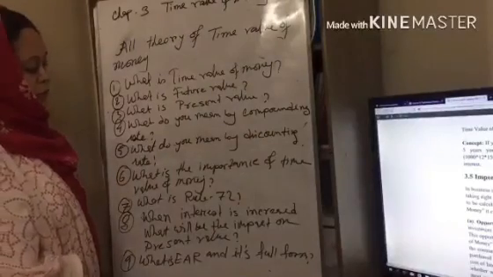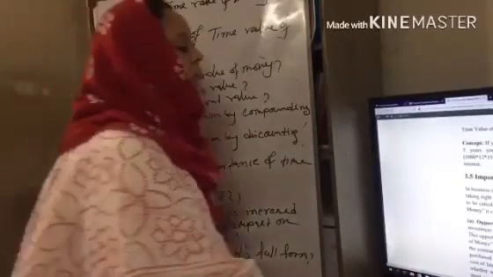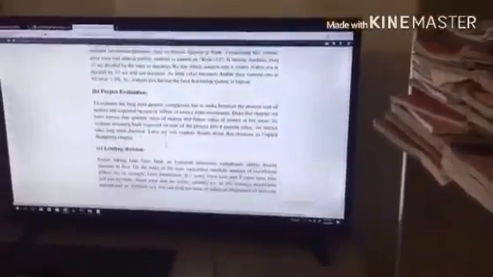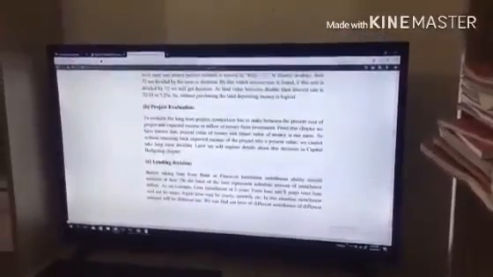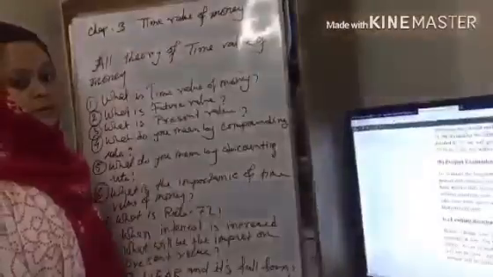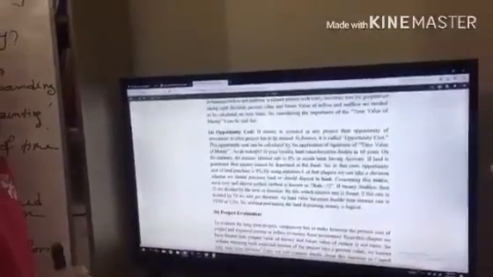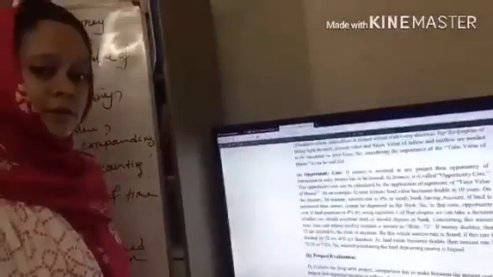What is the importance of time value of money? There are so many: opportunity cost, project evaluation, lending decision. You have to write down all of these one by one. Number 1, opportunity cost. What is opportunity cost? When we invest in one project, we have to miss another one with some facilities. All these facilities are called the opportunity cost.